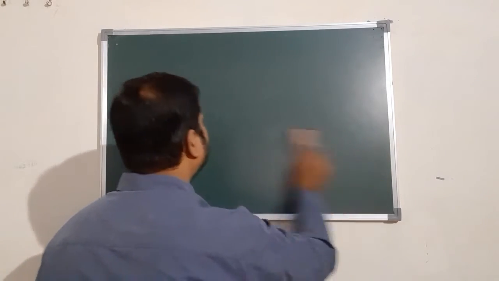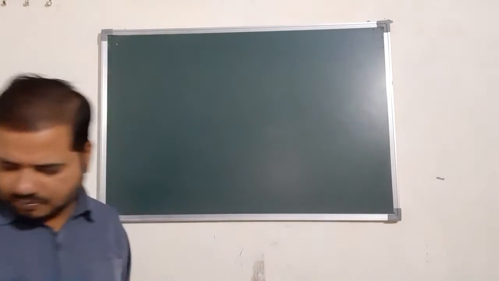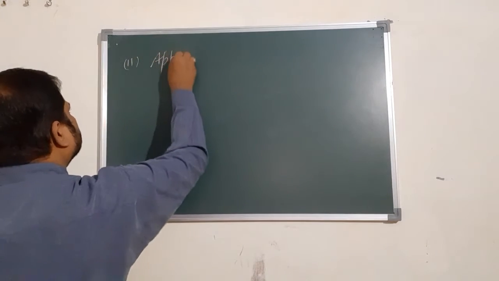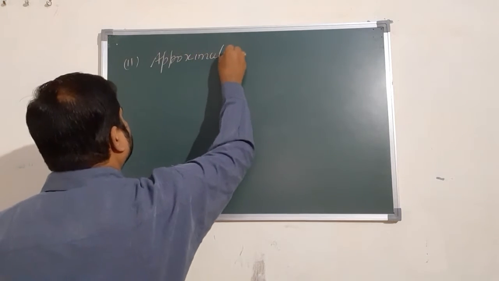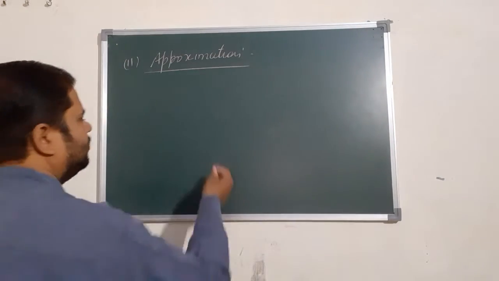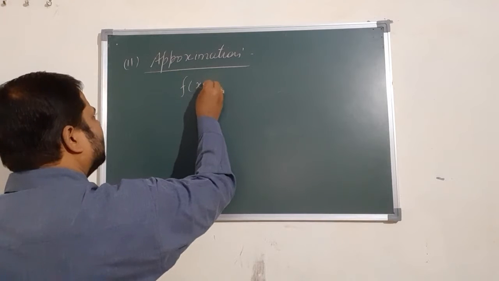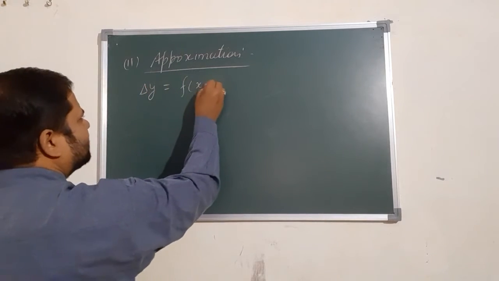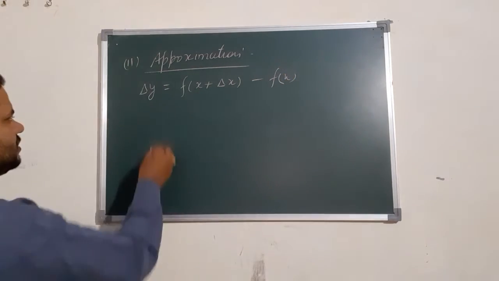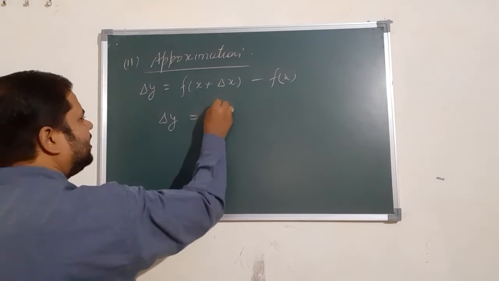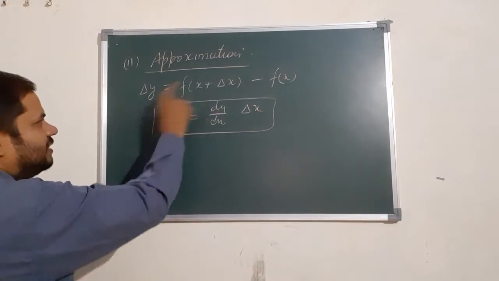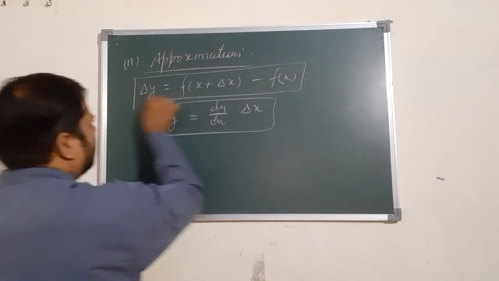What is the second topic? Approximation. In this, we generally have to know this formula: delta y is equal to f(x plus delta x) minus f(x). And delta y is nothing but dy by dx into delta x. So this is the formula which we use in approximation.